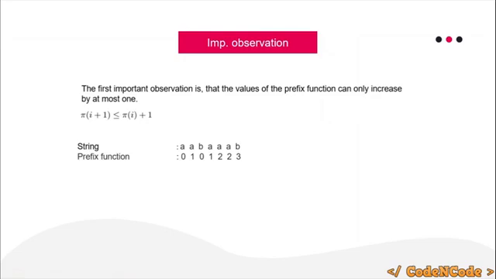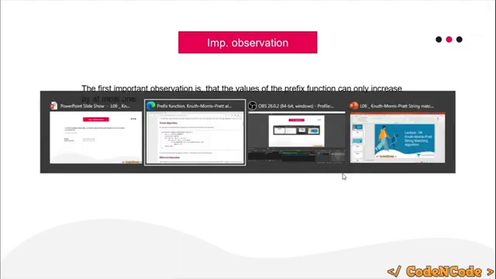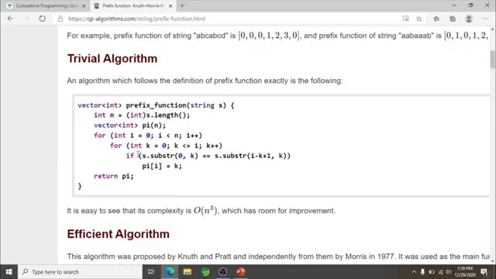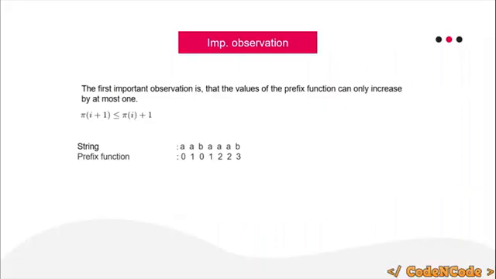So first thing, one of the most important observations is this. We'll be trying to come up with an algorithm where we do not have to compare the substrings. How will we do that? This is one of those important observations. There are two important observations or improvements that we can make. This is one of them.